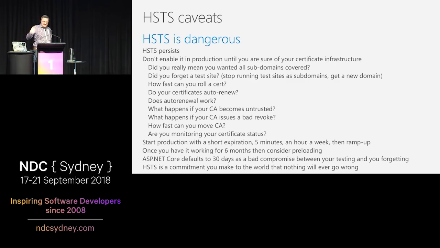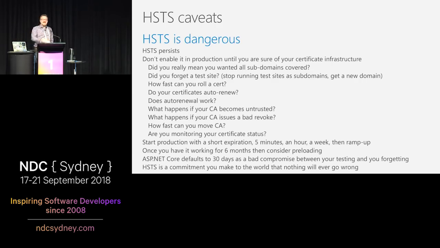So HSTS is great, and you should enable it, but you only enable it once you've trusted all your certificate infrastructure. Here are all the problems that you have. Did you really want to cover all your subdomains? Did you forget a test site that's running off your production domain? Don't do that. Get another domain for all your test sites. How fast can you roll your certificate if the certificate has been accidentally revoked? How fast can you get a new one? Do your certificates actually auto-renew? Does it work? Thanks, Azure.